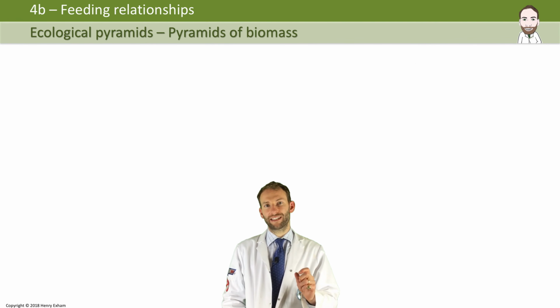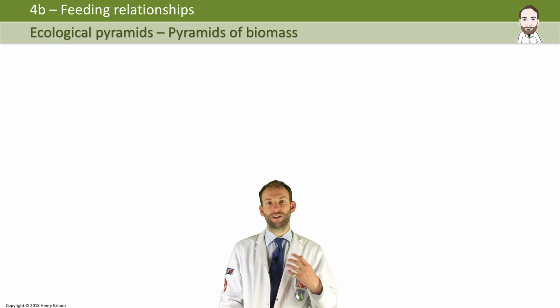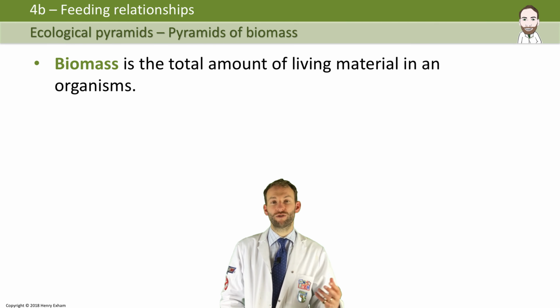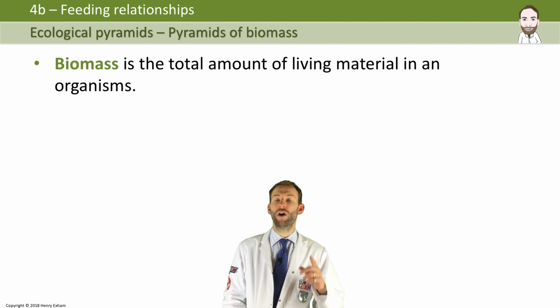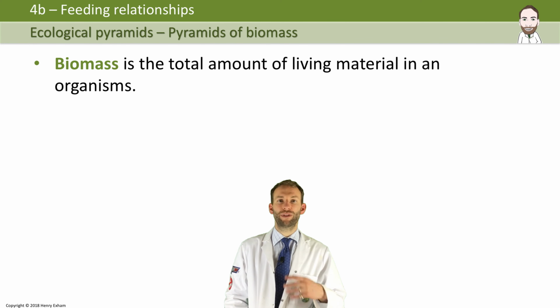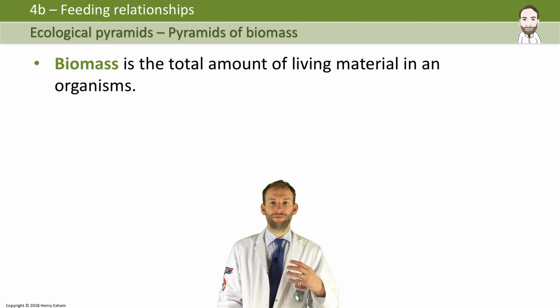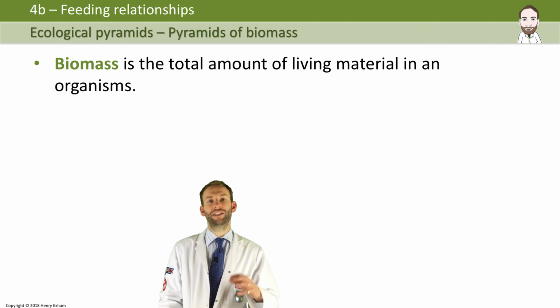Now biomass is the total amount of living material in an organism. It's quite hard to measure, but it produces more useful results. The easiest way to do it is to multiply the number at each level by the dry mass, that means the mass without the water, of one of the organisms. So if you only know the dry mass of a particular height of an oak tree, for example, then you could multiply that by how many you've got, which in this case would be 1.